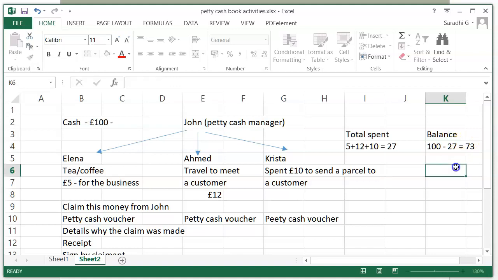So they had 100 pounds to begin with. During the week, 3 employees have claimed 3 different amounts of money. All this money they have claimed by using a petty cash voucher.